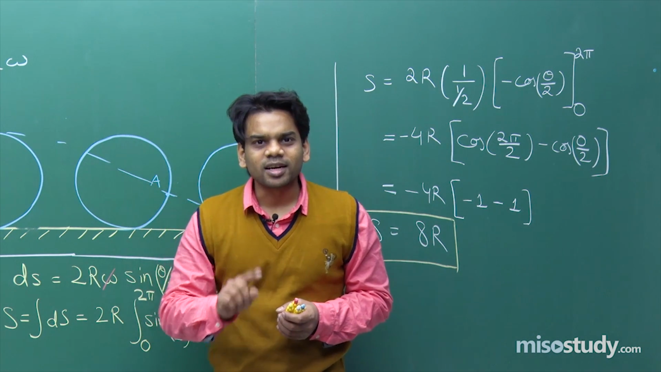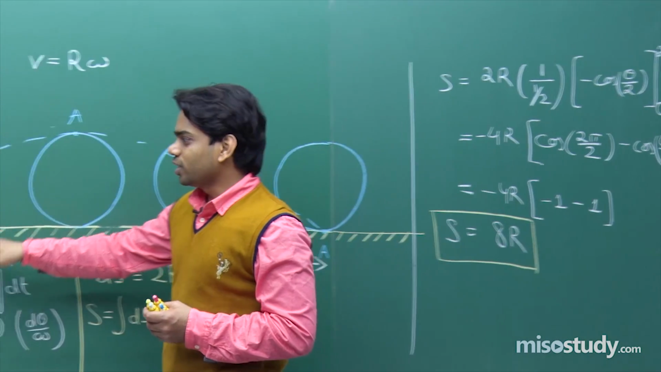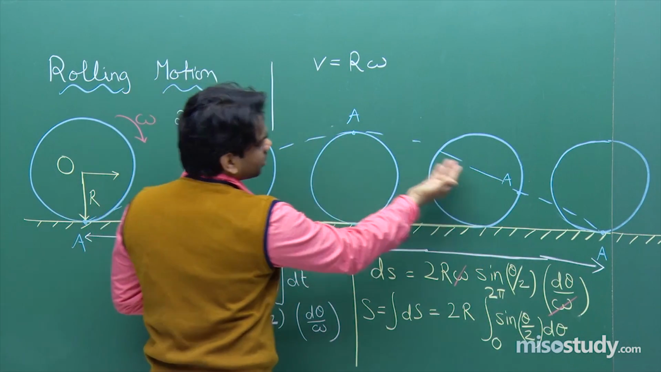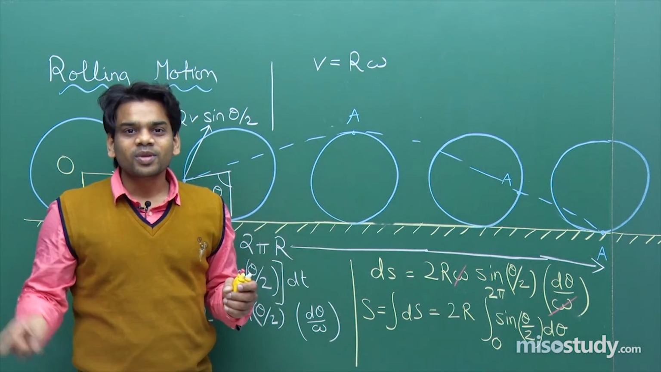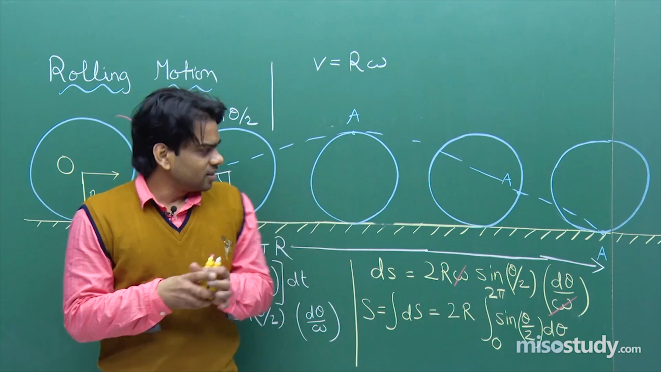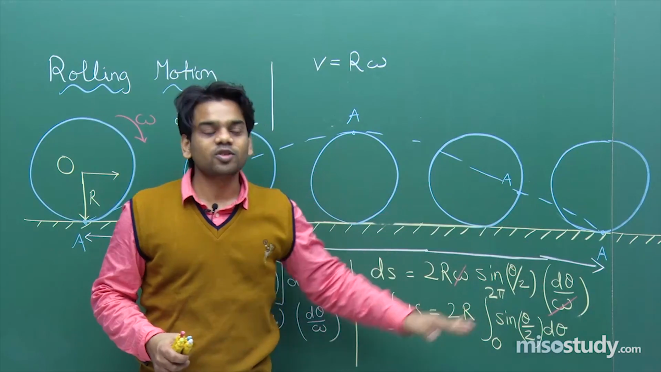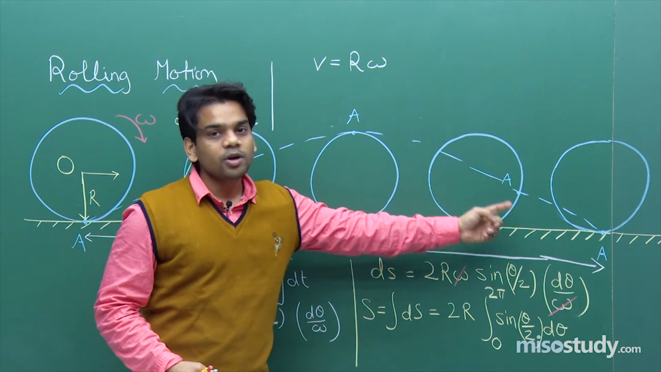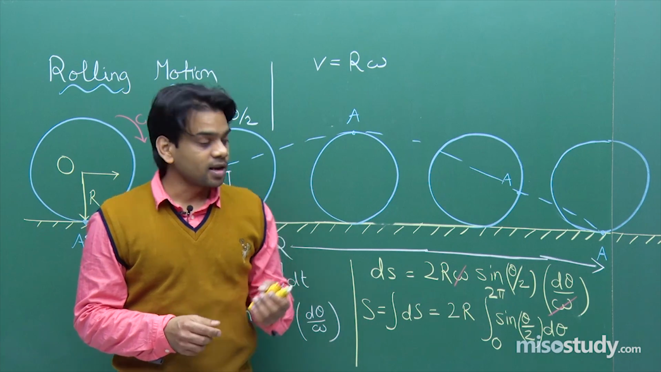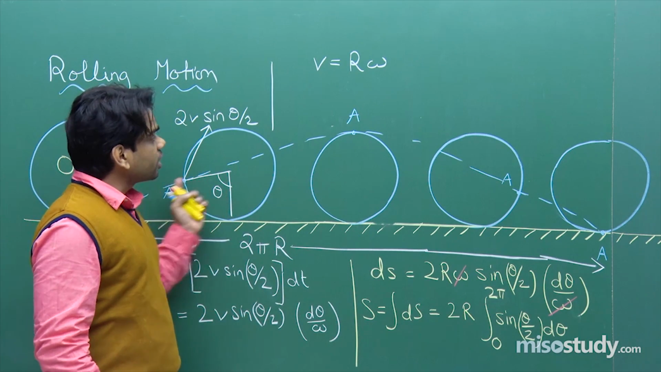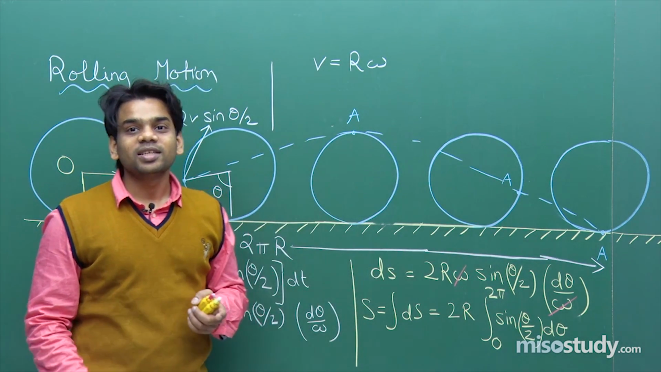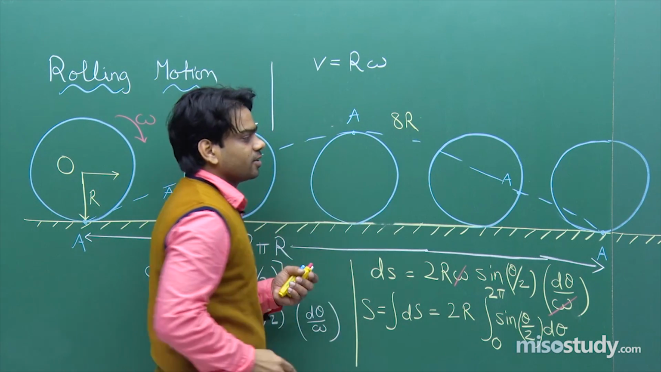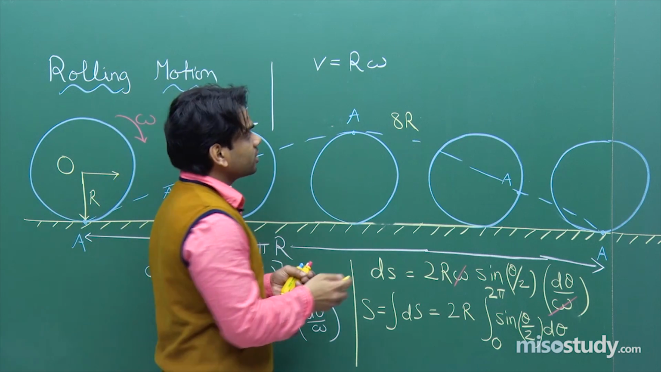So you need to remember this result. Let's come to the diagram once again. You see here A was following this path. As you can see, A is moving along this path. In one complete rotation, the center of mass would have traveled a distance of 2 pi r, and any particle on the rim would have moved a distance of 8r. That means the length of this cycloid path is nothing but 8r. So I'm marking this length as 8r. So let me write down this point separately.